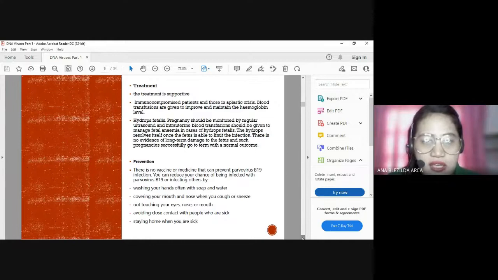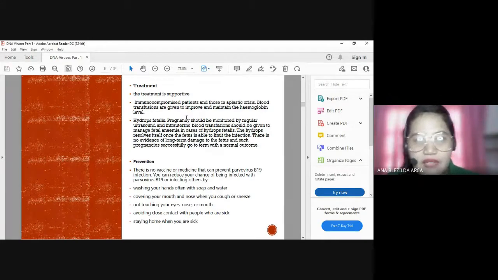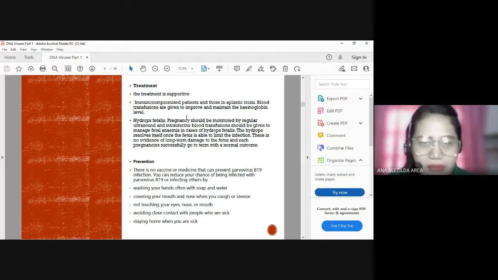Next is the treatment. For the treatment, it is just supportive treatment. That means whatever the symptoms are, that is what you will treat, right? For example, if it is aplastic anemia, definitely blood transfusion. If it is hydrops fetalis, likewise, intrauterine blood transfusion. That means while the baby is still in the womb, you can give a blood transfusion to the baby. That is why it is called intrauterine blood transfusion. Okay, so that's how you manage that.